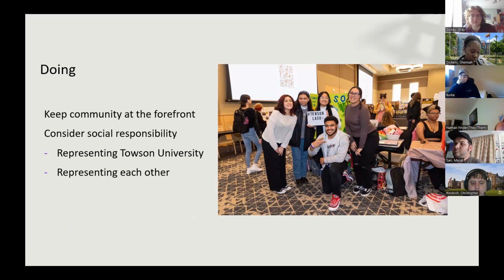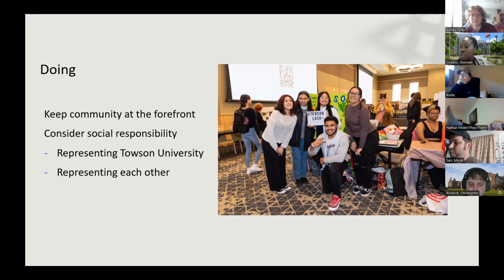And so when we are talking about the doing portion, where we move towards integrating and opening and offering opportunities for us to connect as an executive board or with new members, really keeping community at the forefront, but also being socially responsible about what that looks like. And so, considering that you are a part of a bigger community, the Towson community, but also recognize that you're representing each other. Kind of going back to that first question of knowing of what does my organization represent, right?